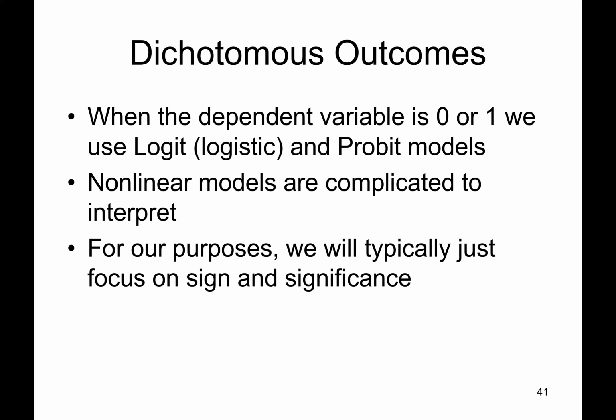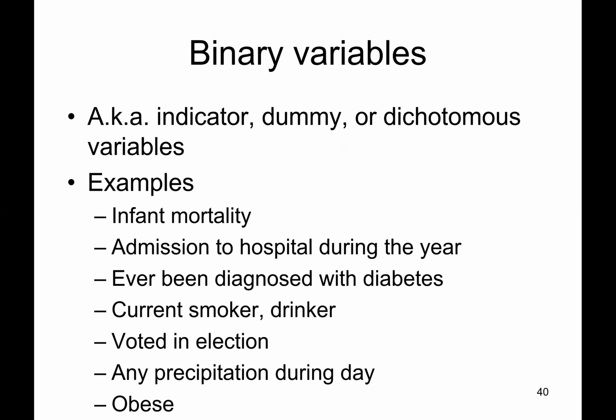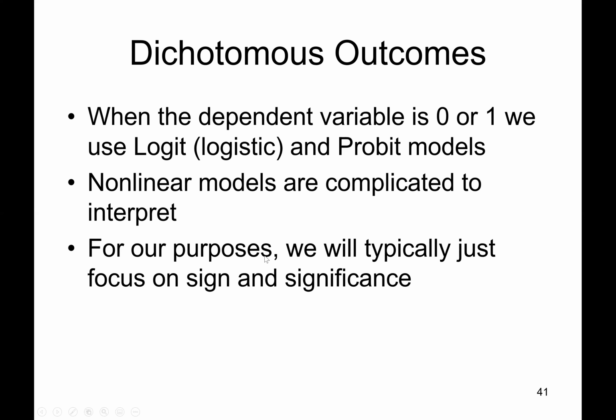So for our purposes, we're basically just going to be looking at the sign and significance of the variables in our model, really just to see if they affect the outcomes that we care about. Did some variable have an effect on whether you voted in an election? Maybe your age, for example, affects whether you voted in an election. Maybe mothers' smoking habits affect infant mortality, for example. But we're not going to get into too much of the details of how to interpret some of these nonlinear models.